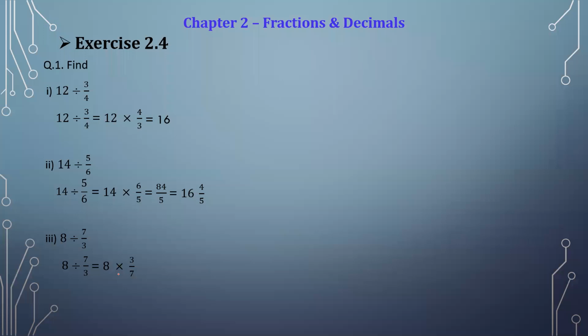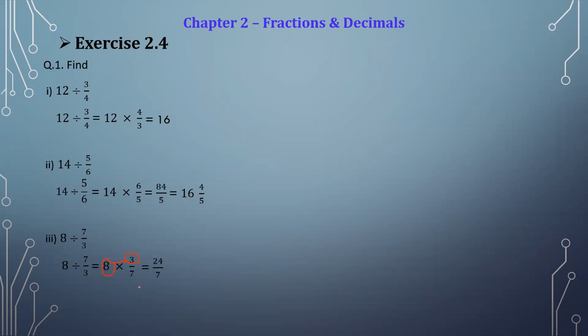Now just perform the multiplication. Whole number into numerator. So here the whole number is 8 and the numerator is 3. So we have to multiply these two numbers. So you know that 8 3s are 24. You know the table of 8. 8 1s are 8. 8 2s are 16. 8 3s are 24. So the numerator will be 24 and the denominator 7 will remain as it is. So therefore the final answer is 24 upon 7 for this division 8 divided by 7 upon 3.